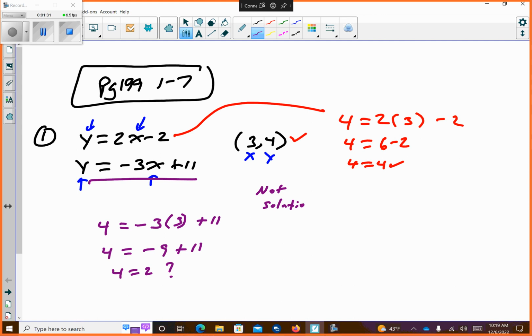Okay, it has to work on both. Can't just work on one of them. So even though it worked on the red, it didn't work on the purple. So it's not going to be where the lines, if we had graphed them, would cross each other. It is possible that these lines do indeed cross. It's just they don't cross at the same location as 3, 4.